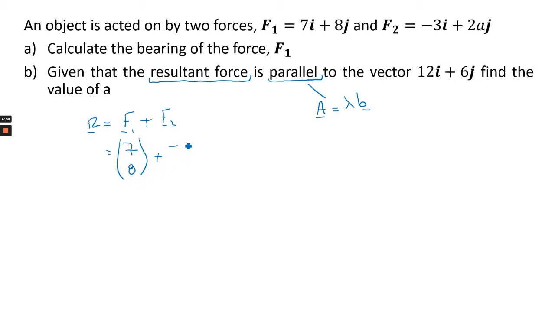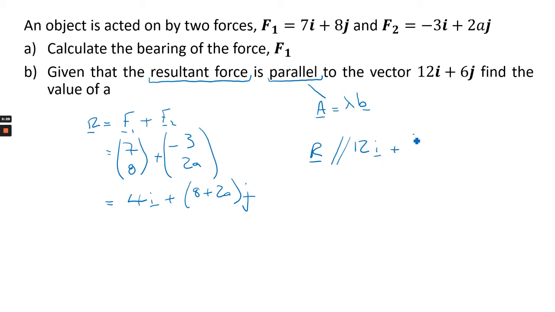Now to find that, I just need to do 7I plus 8J plus negative 3I plus 2a J. So the resultant force is 4I plus (8 plus 2a)J. Now, I also know that the resultant force is parallel to 12I plus 6J, which means that the resultant force will equal a scalar multiple of 12I plus 6J.